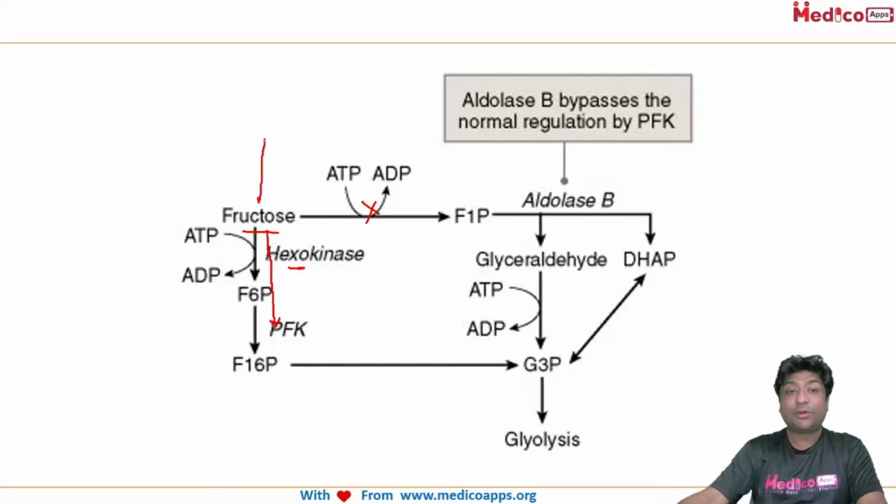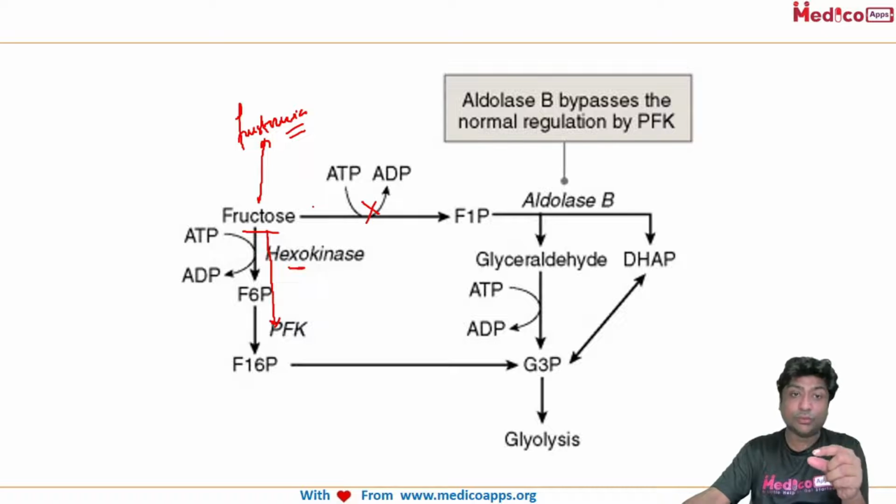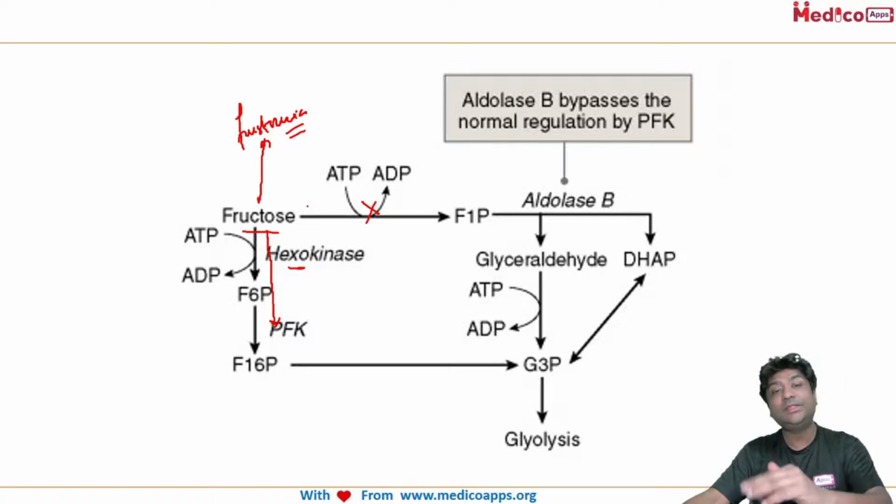Second, fructose accumulation causes fructosuria. Which means if there is an increased fructose level, our renal threshold for fructose is very low. So immediately that fructose will be excreted in urine. Even if there is a slight increase in the fructose level of the blood, the kidneys will throw away that fructose. That is why we have fructosuria.